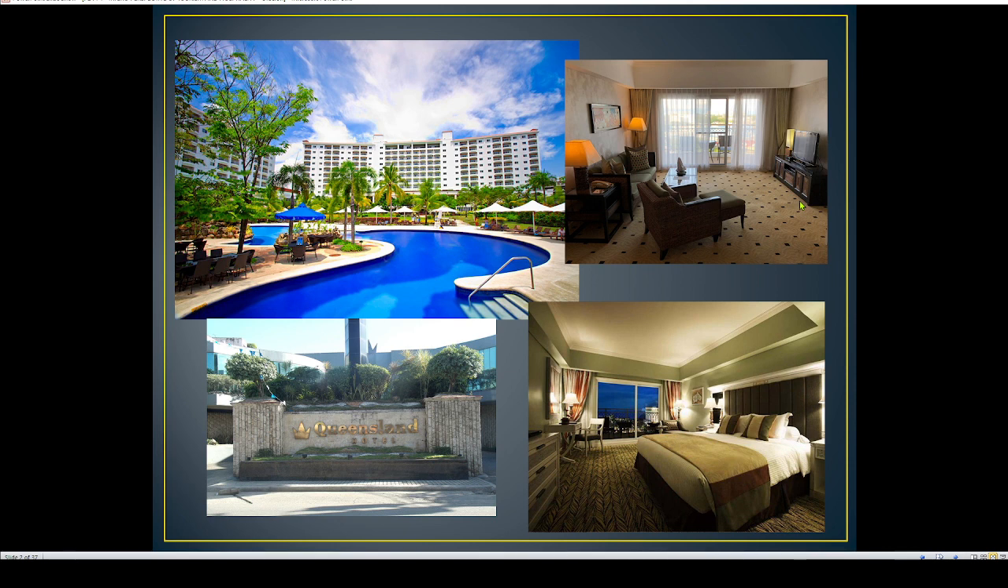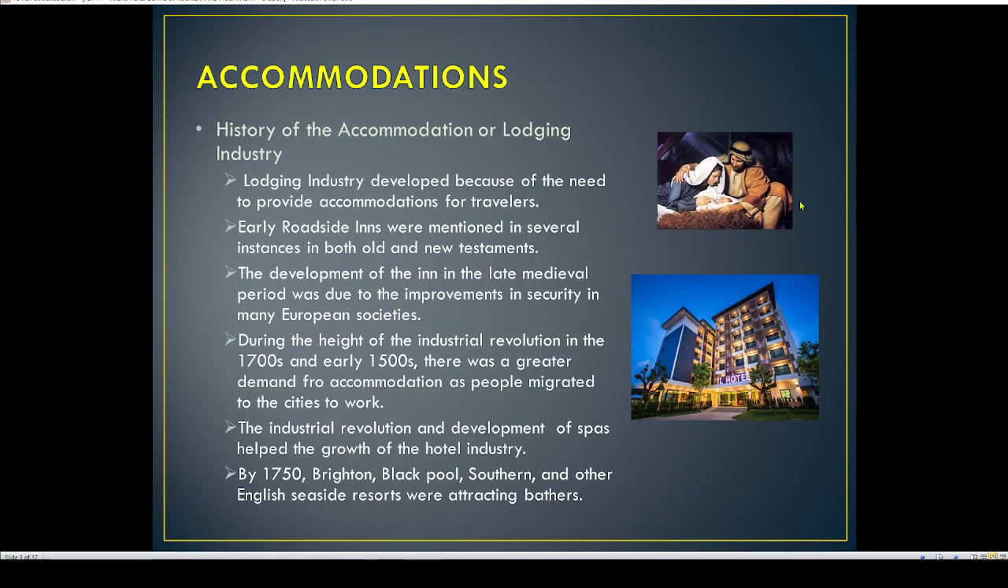And so, we have it here. Last meeting, we were able to discuss accommodations. So, when we are talking accommodations, class, that means giunsa na to pag abi-abi ang ato mga customers and giunsa na to pag provide ang ilahang mga needs and wants. So, according to the history, lodging industry developed because of the needs to provide accommodation for travelers. Once there are travelers, of course, there should be an accommodation that is provided.